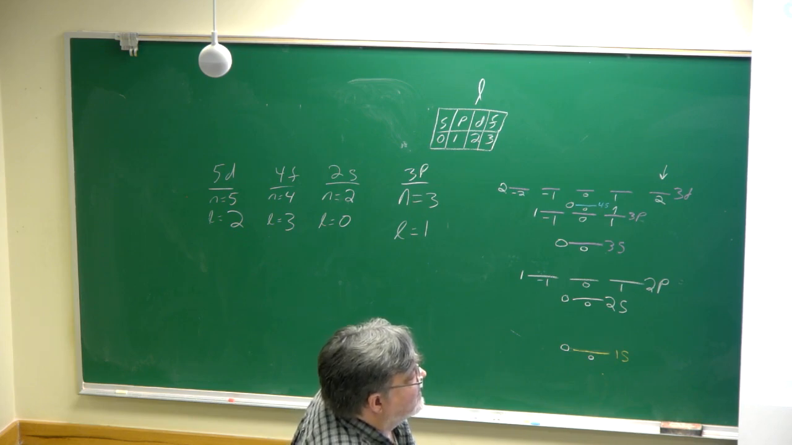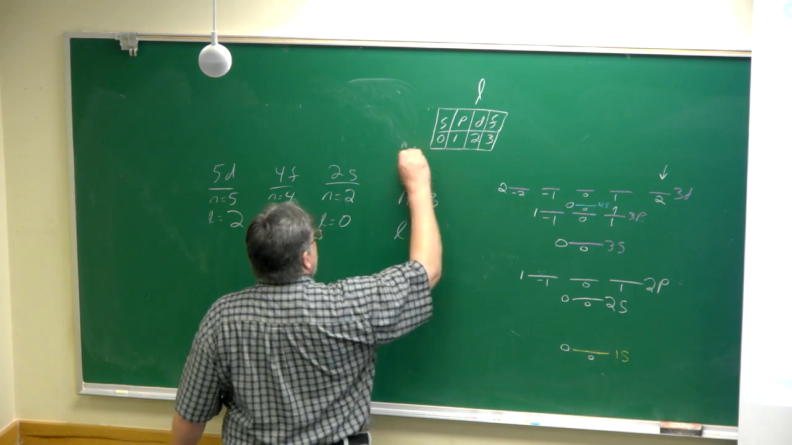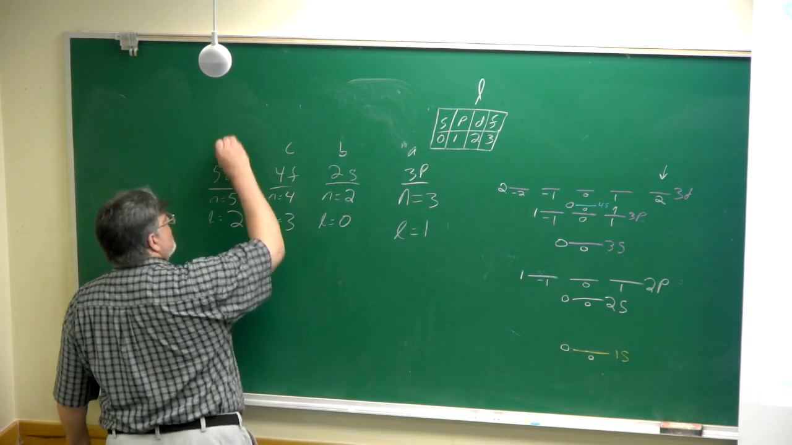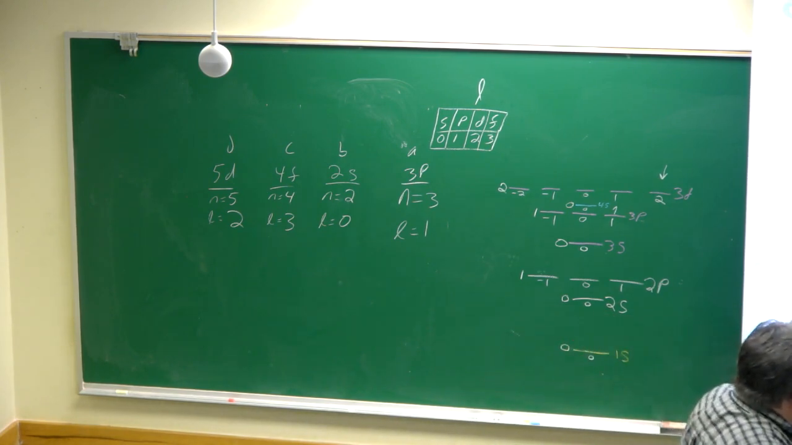A, B, C, and D. So for that one, A, B, C, and D. That was 6.57.